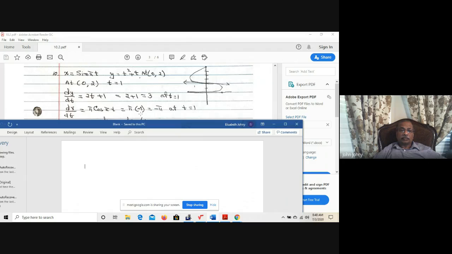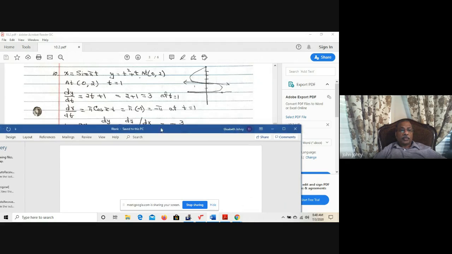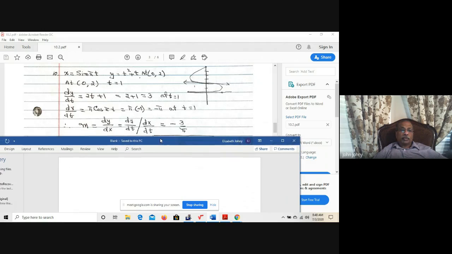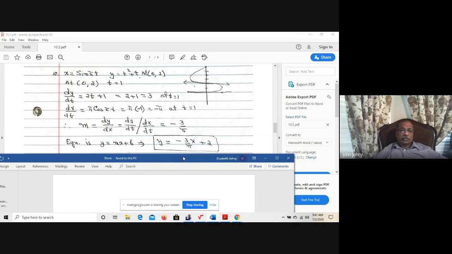Cos pi is negative 1, so the answer is negative pi at t is equal to 1. Therefore, the slope dy over dx is equal to dy over dt divided by dx over dt, which is 3 over negative pi. That is negative 3 over pi. And so the equation is, this is the y-intercept. So y is equal to mx plus b. You may use the other formula also, but you still get the same answer. y is equal to minus 3 over pi plus 2.